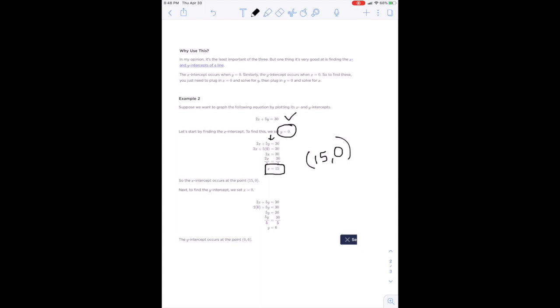Next, to find the y-intercept, we set x to 0. So we do the same thing. We're going to substitute the x here with 0, and then 5y equals 30. 2 times 0 is 0, which leaves me with 5y equals 30. Divide both sides by 5, and I'm left with y equals 6, which gives me the point 0, 6.